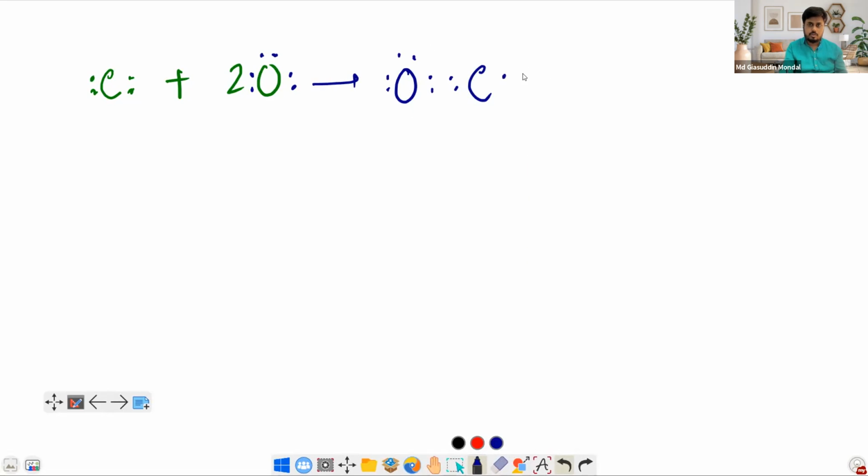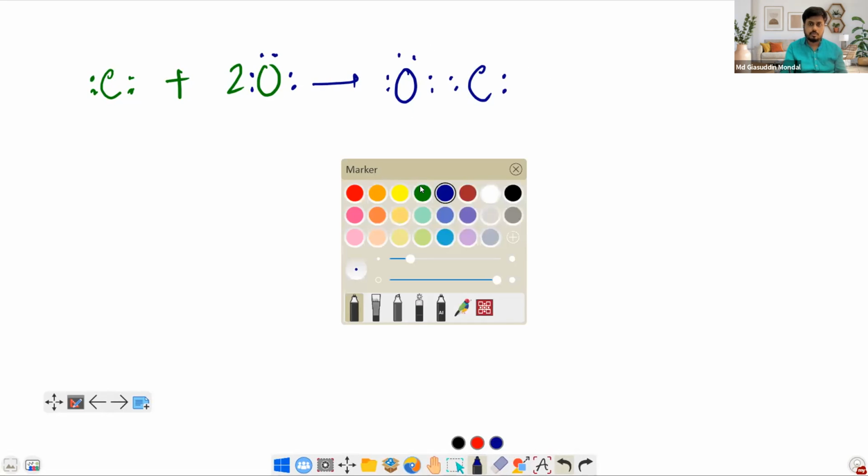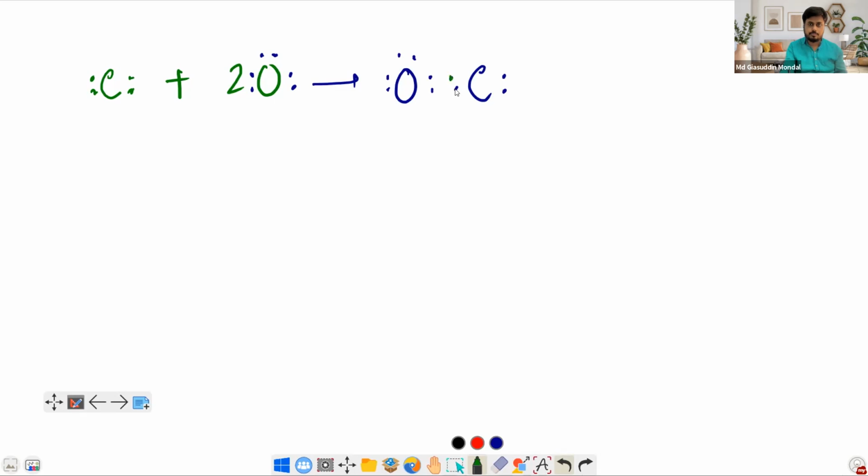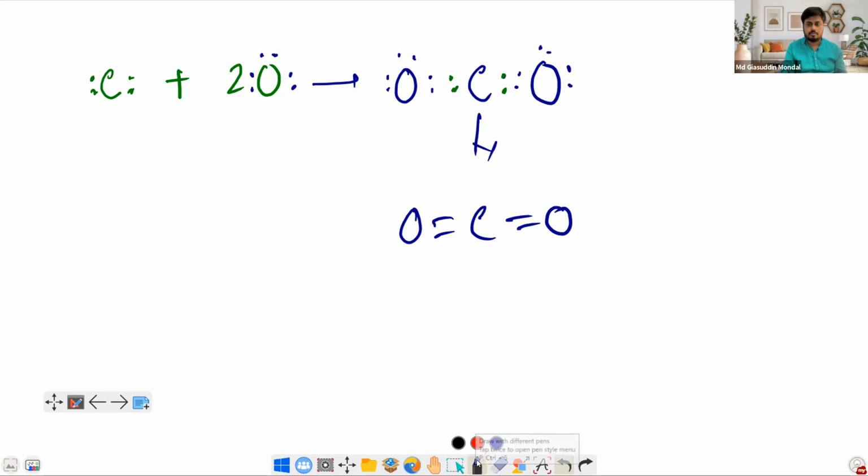1, 2. Sir, can we write carbon first? Yes. Sir, in CO2... carbon monoxide is different. Yes, carbon dioxide. We are writing carbon dioxide here. Okay. Or draw.